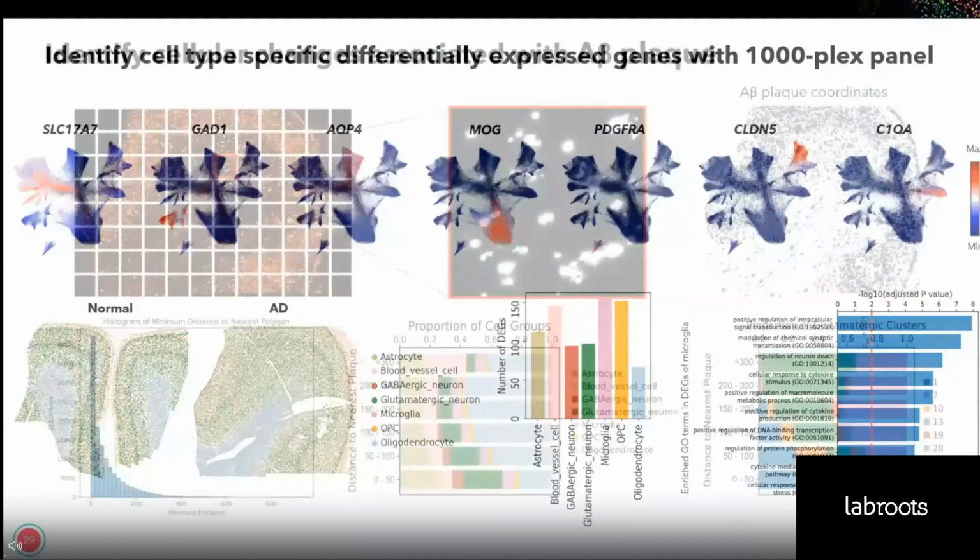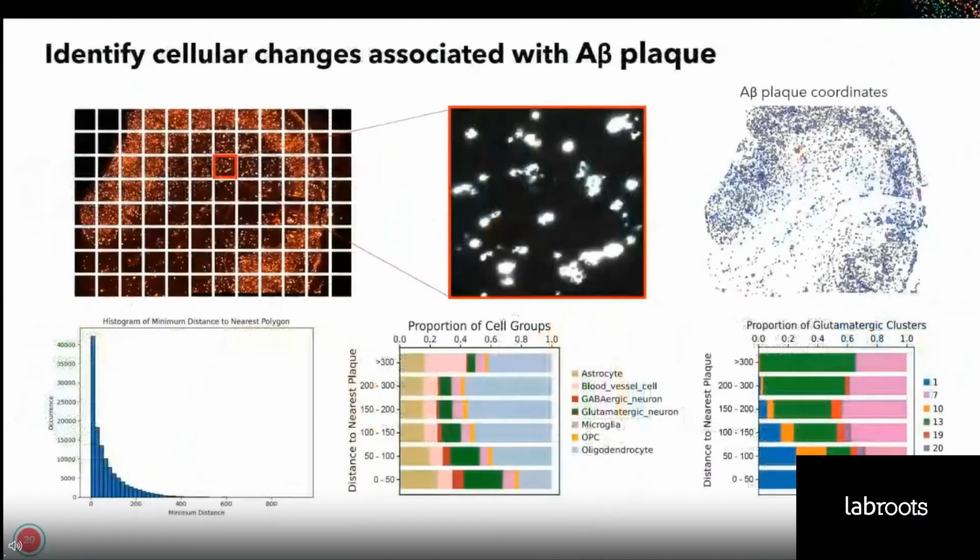So with both gene expression and spatial information, I was able to analyze the cellular and molecular change associated with specific features. Here, I'm using the A beta plaque as an example. First, using the image of A beta plaque, I'm able to extract those A beta plaque positive regions and then get the coordinates of this region. Then we can calculate the distance of each cell to this A beta plaque region and generate this plot.